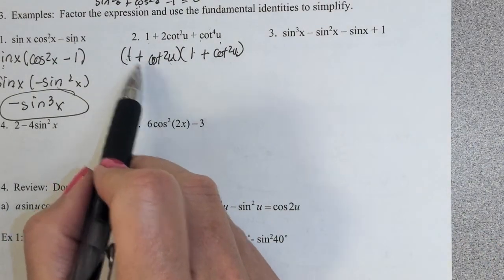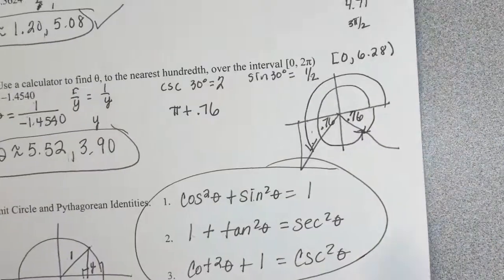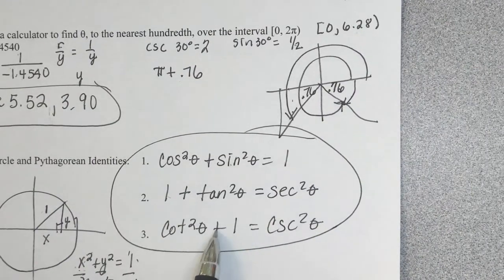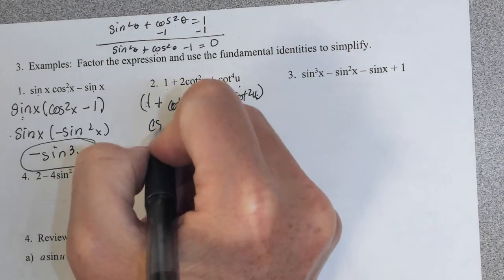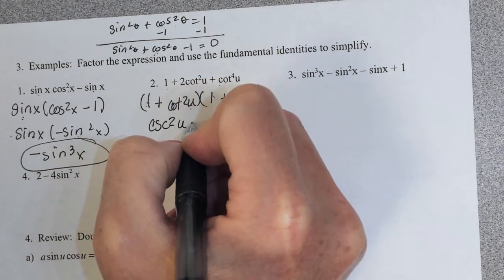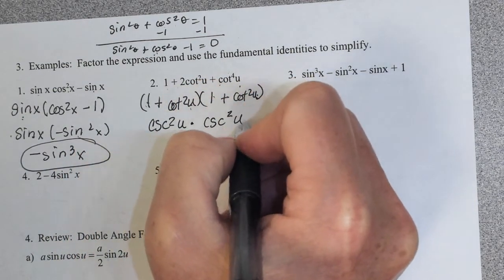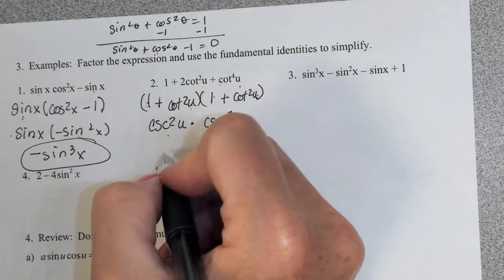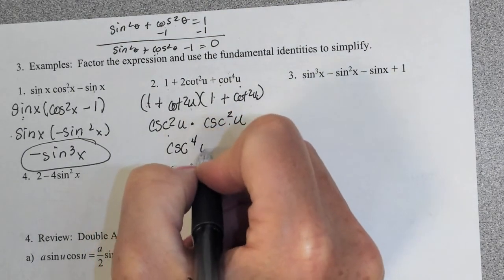Well, now I want another name for 1 plus cotangent squared. Looking at the other side, 1 plus cotangent squared is cosecant squared. So this is going to be cosecant squared times cosecant squared. Something squared times something squared is that same something to the fourth.